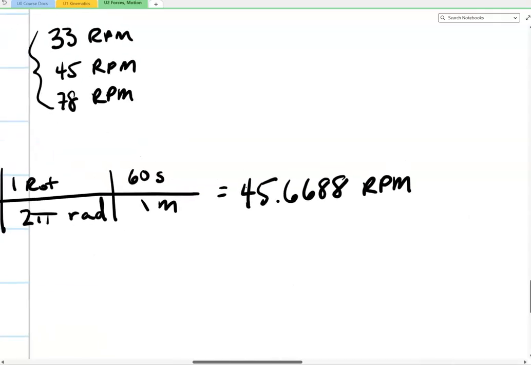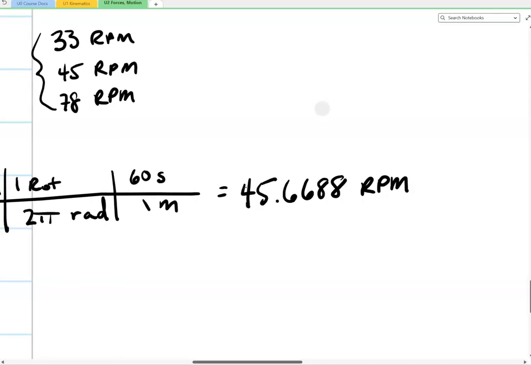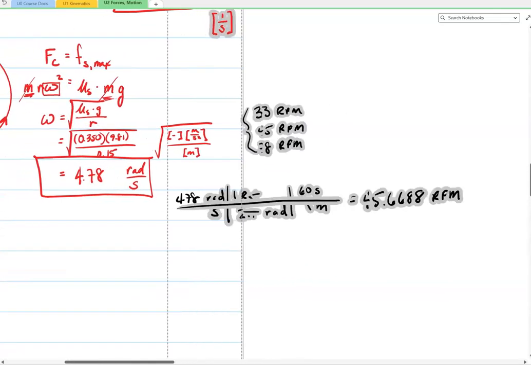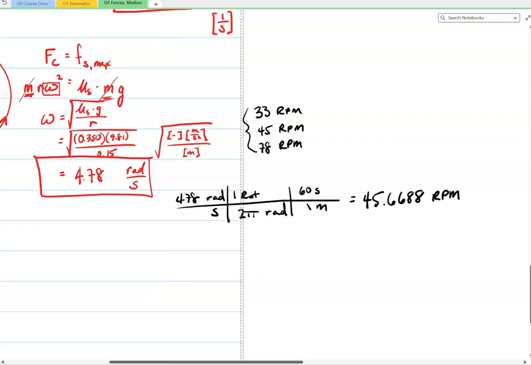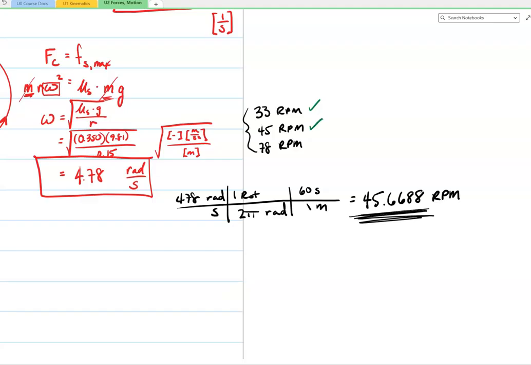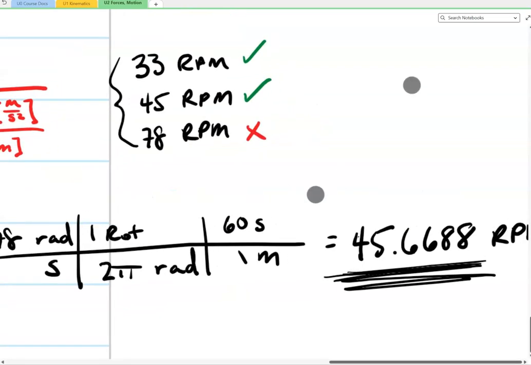So this is kind of interesting. If we have this coin, and we know that it takes 4.78 radians per second to have that coin break free, that's our way of saying it actually takes a little bit more than 45 RPM. If you put that coin on a record that's spinning at 33 and probably at 45, you'd be okay. The record that spins at 78 RPM, though, would break that coin free.